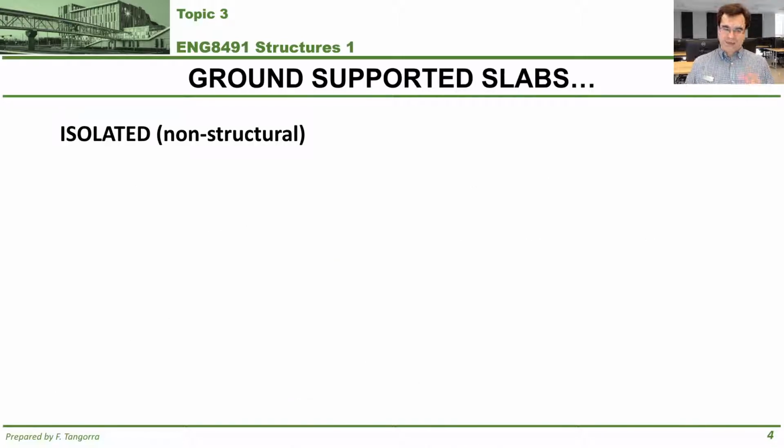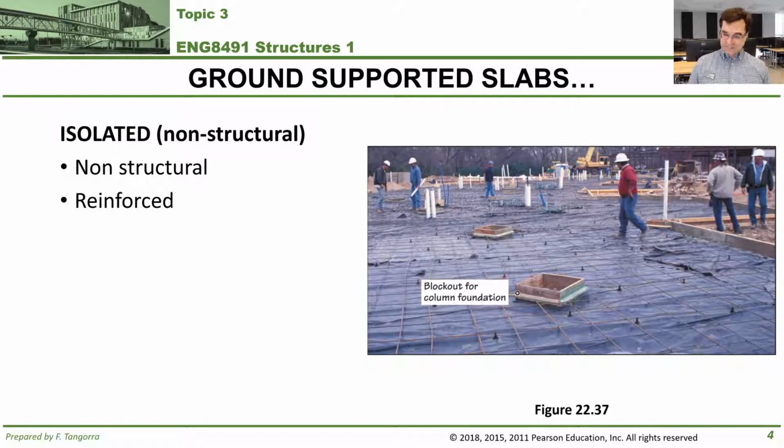Let's start with isolated, or what your textbook calls isolated, and I would prefer to define for us as non-structural slabs. These are slabs, again, that I'm defining as non-structural. What that means is that the structure above, the building above, is actually not being supported by this slab, okay? The slab is actually not holding up any of the columns, any of the walls, in such a way that if the slab were to suddenly disappear, the integrity of the structure and building above it would not be affected, okay? It would not collapse on you.